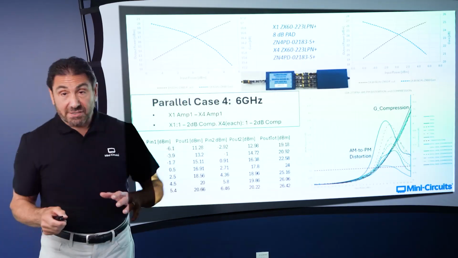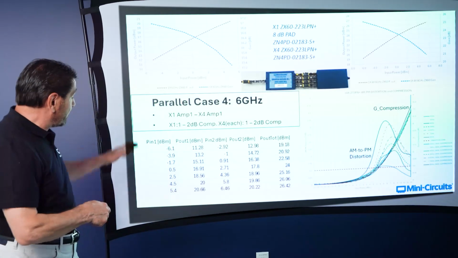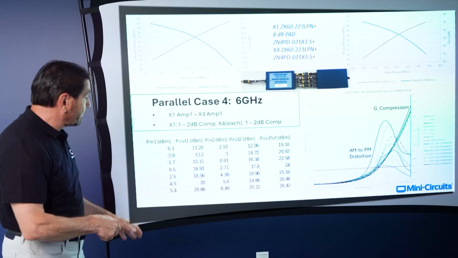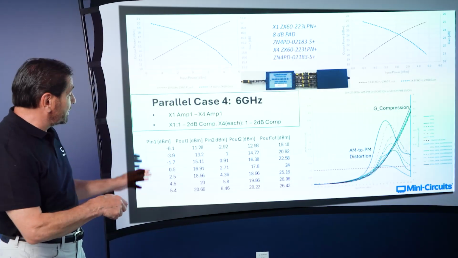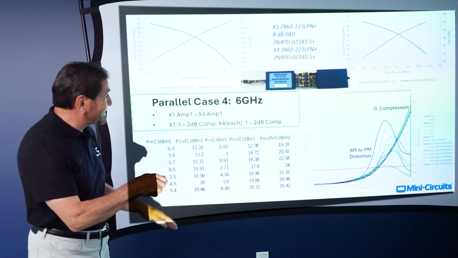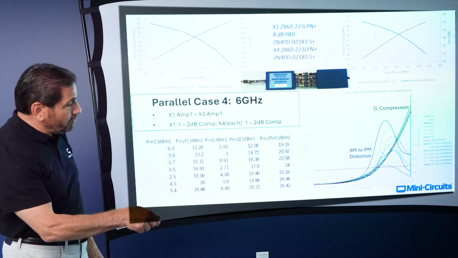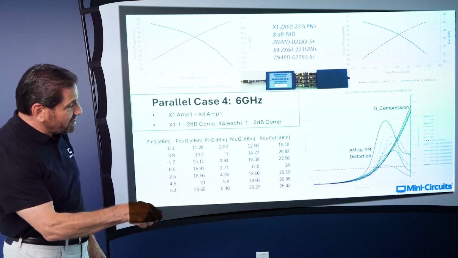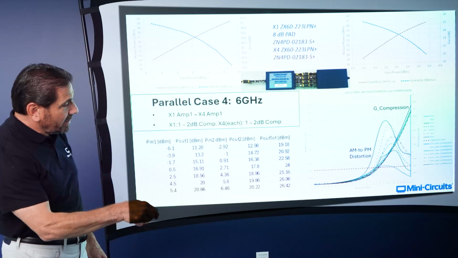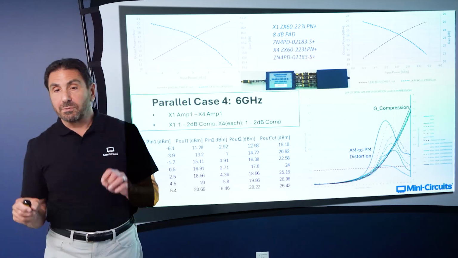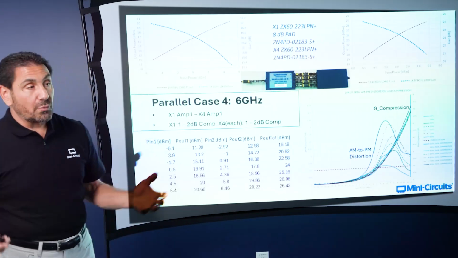But now let's look at 6 gigahertz. So again, we're reducing our input power range. We're putting in an 8 dB pad. We're reducing the input power into the second stage to again be on the smaller signal side of this AM to PM distortion curve. So now let's see what happens.